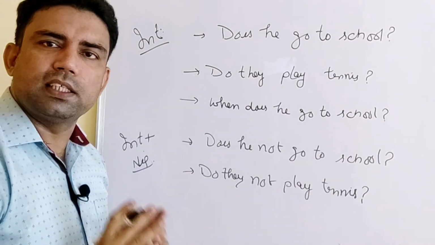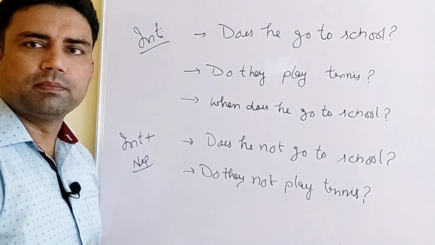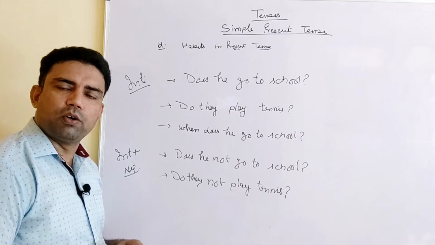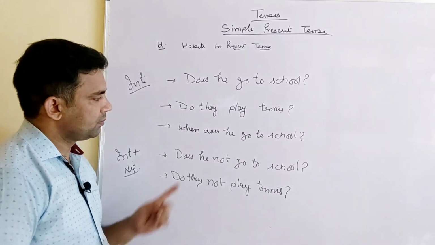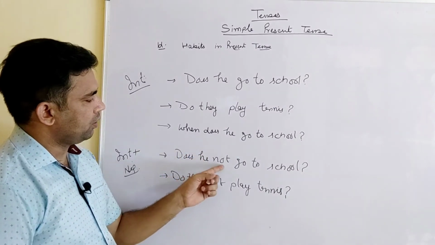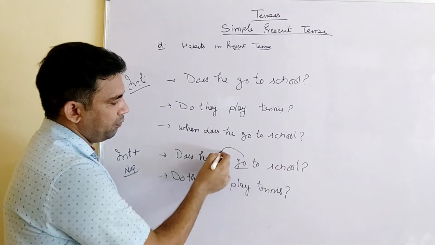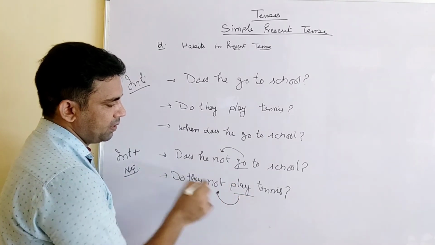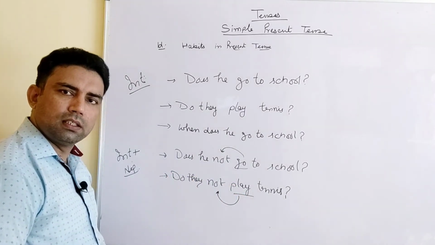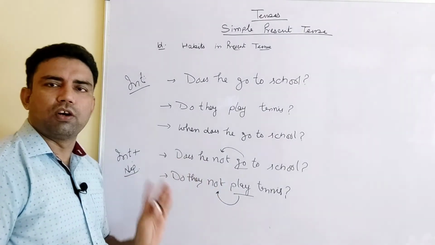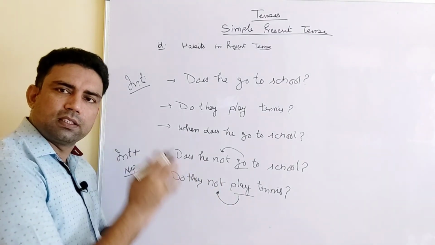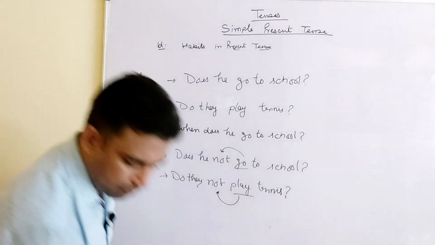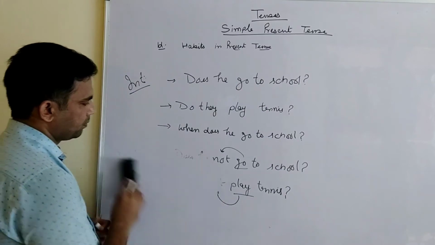Not is always inserted before the main verb. There is no other place reserved for not. It always comes before the main verb, right? As I have used here. Does he not go? Go is the main verb. Before that I have inserted not. Play is the main verb. Before that I have inserted not. Right? That is very easy. Other things will not be changed. Simply insert not before the main verb. Nothing else.